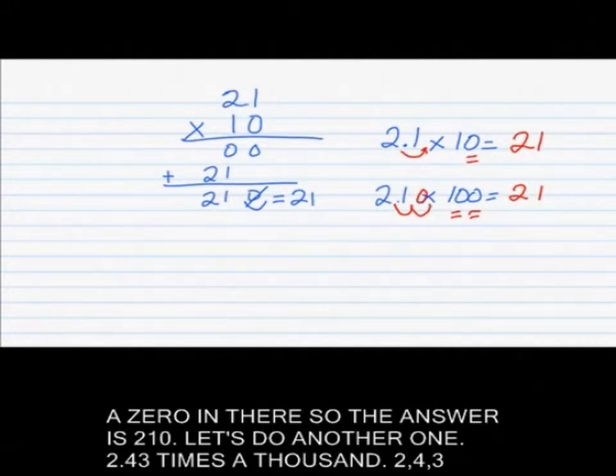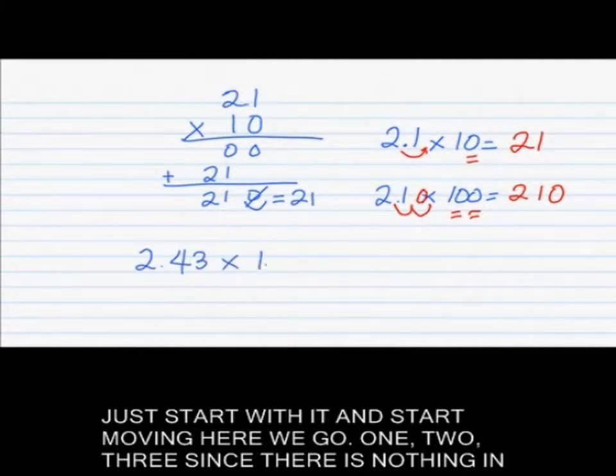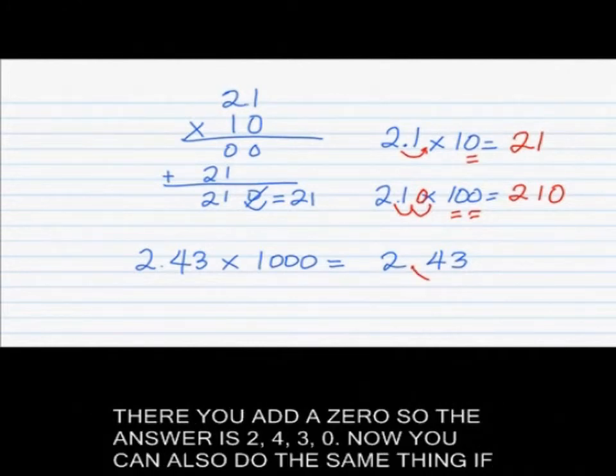Let's do another one. 2.43 times 1,000. 243. Just start with it and start moving. Here we go. 1, 2, 3. Since there's nothing in there, you add a 0. So the answer is 2430.